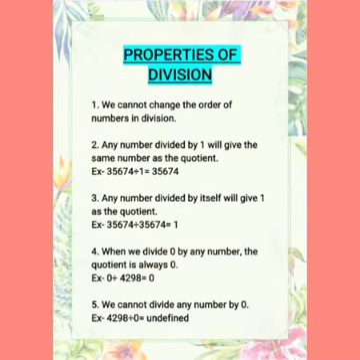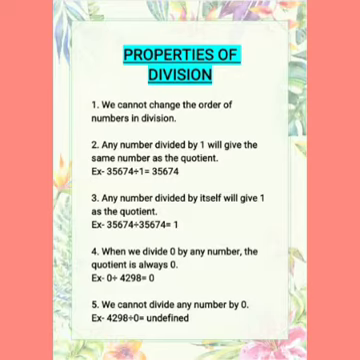Now let us see some properties of division. Number 1. We cannot change the order of numbers in division. How, children? See, 4 divided by 2 is 2, but 2 divided by 4 is not 2. It is 1 upon 2. You can see the answer, that is the quotient, in both the cases when we change the order is different. So, this is the property of division, that we cannot change the order of numbers.